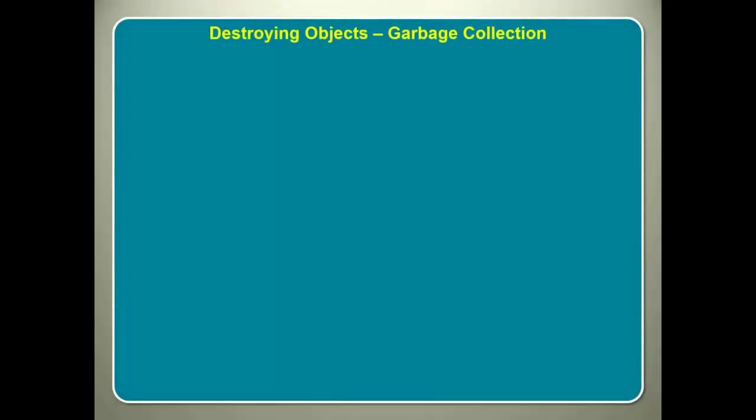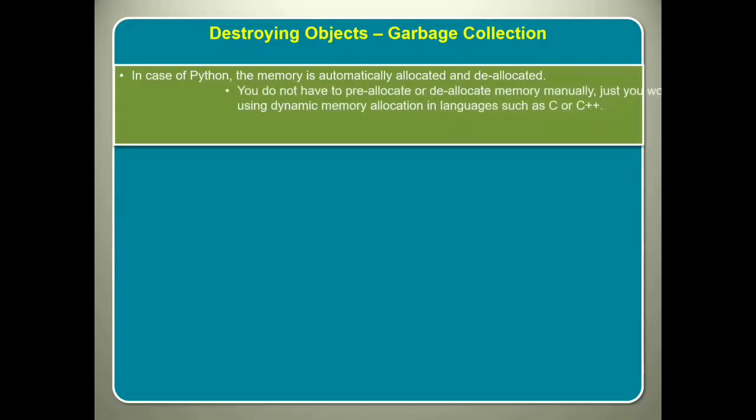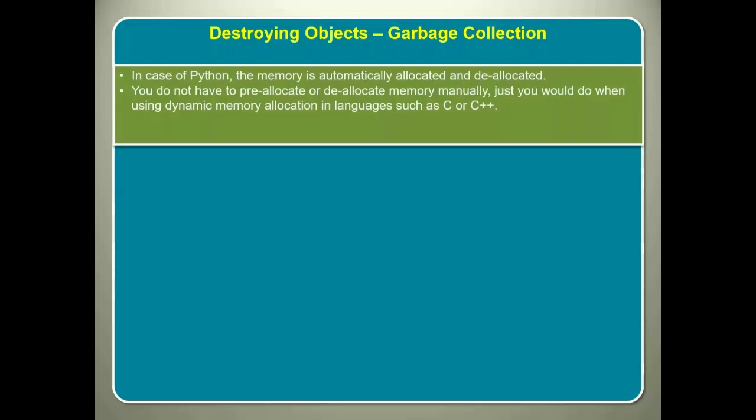Let us now learn about destroying objects, garbage collection. In case of Python, the memory is automatically allocated and deallocated. You do not have to pre-allocate or deallocate memory manually, just as you would do when using dynamic memory allocation in languages such as C or C++. Two strategies are used by Python for memory allocation: reference counting and automatic garbage collection.